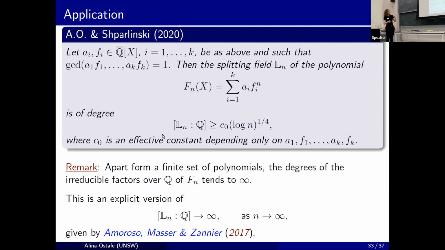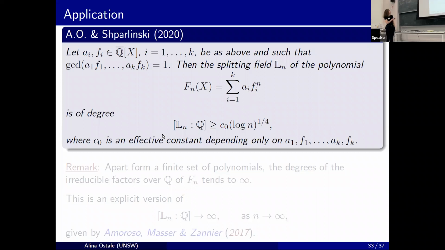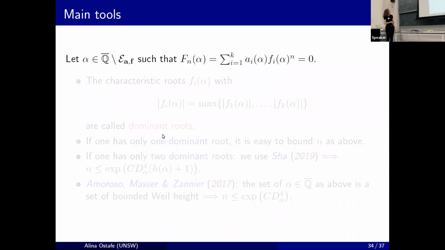So in the last minutes, let me mention just a few ideas behind the proof of this result. So let alpha be an algebraic number which is outside the exceptional set, such that alpha is a root of Fn.